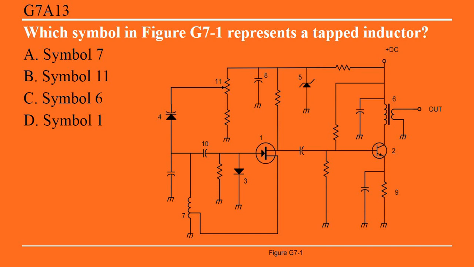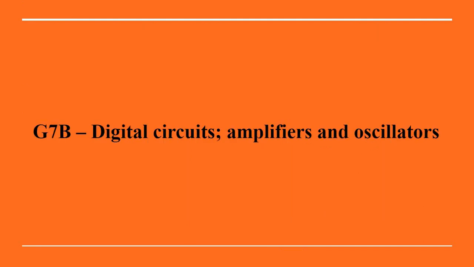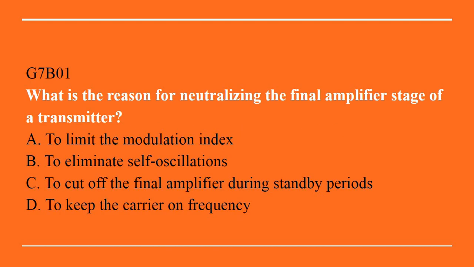G7A13, which symbol in figure G7-1 represents a tapped inductor? A, symbol 7, B, symbol 11, C, symbol 6, or D, symbol 1? Answer is A, symbol 7. Next up, G7B, covering digital circuits, amplifiers, and oscillators.